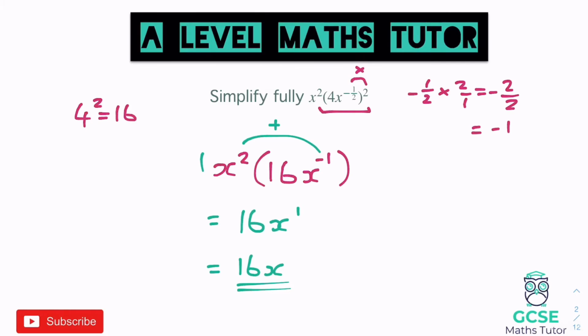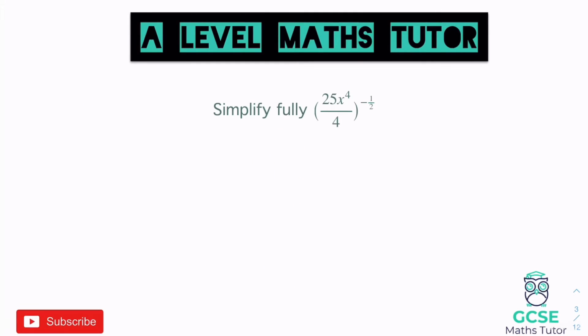But there we go, we're going to have a look at one more question before you have a practice on some of these. Let's have a look. Okay, so this question here really doesn't look very nice. We've got 25x to the power of 4 all over 4, and that is all to the power of negative a half.